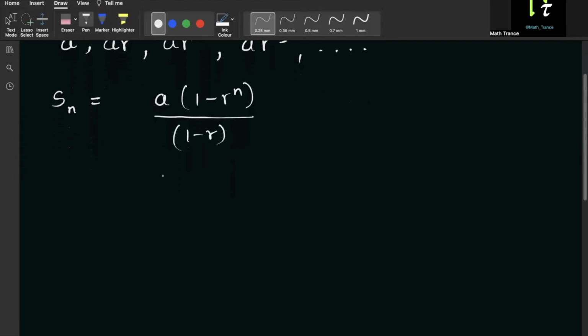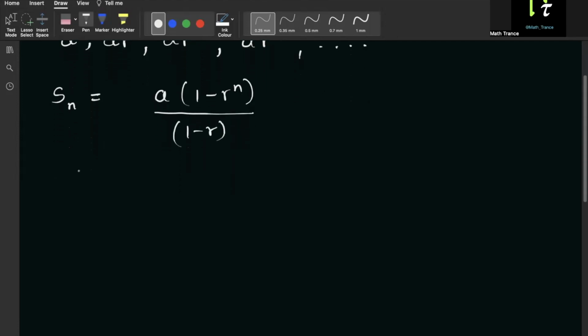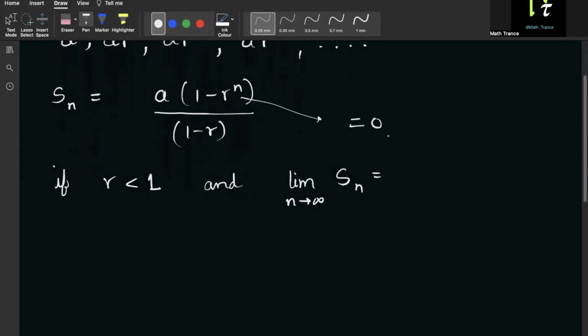There's an interesting feature to this: if r is less than 1 and we take the limit as n tends to infinity for Sn, then as r is less than 1, this term will go to 0 when n tends to infinity. So it will become just this much.